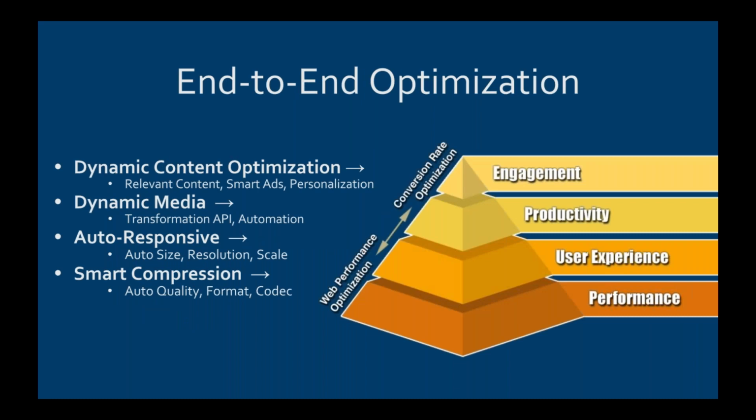Also, we provide end-to-end optimization, like I mentioned earlier. So you can optimize your images. Say you are uploading an image of, say, 100 MB. Instead of delivering 100 MB to your users, you can deliver 50 MB, 10 MB, and not lose the quality of the image.